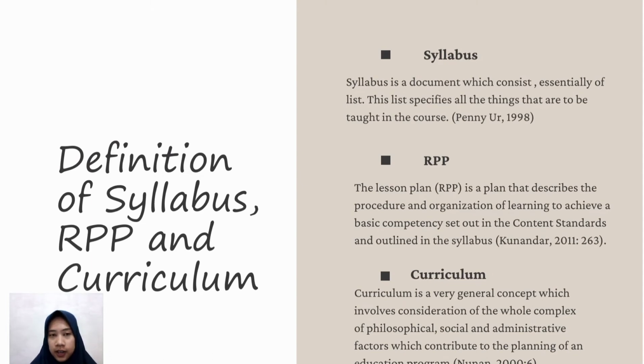Okay, the first material is about the definition of syllabus, RPP, and curriculum. Syllabus. Syllabus is a document which consists essentially of lists. This list specifies all the things that are to be taught in the course, according to Penny Ur. RPP. The lesson plan or RPP is a plan that describes the procedure and organization of learning to achieve a basic competence set out in the content standard and outlined in the syllabus, according to Kunandar.